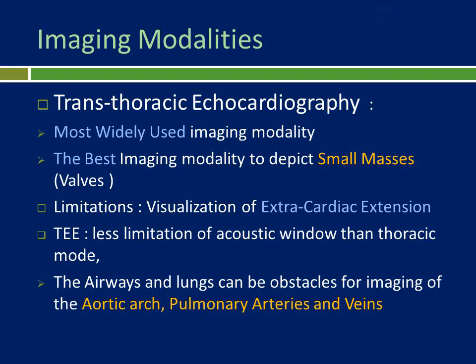Imaging modalities: transthoracic echocardiography. Most widely used imaging modality. The best imaging modality to depict small masses and valves. Limitations: visualization of extracardiac extension. Less limitation of acoustic window than with the transthoracic mode. The airways and lungs can be obstacles for imaging of the aortic arch, pulmonary arteries and veins.